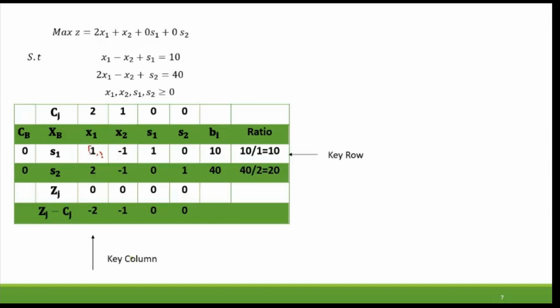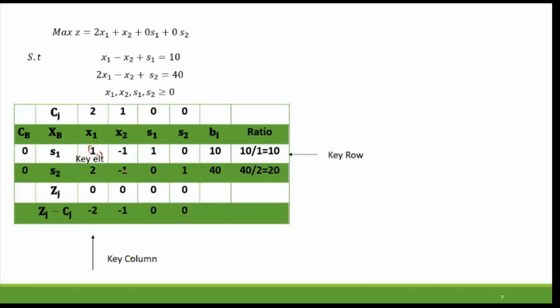सो नेक्स्ट स्टेप, once you get the key element, हमको क्या करना होता है, key element को 1 करना होता है, but यहाँ पे already equal to 1 है. Once you get the key element, we have to make the key element 1 in the next step. लेकिन यहाँ पे already key element is equal to 1, तो हमें कुछ भी करने की जरूरत नहीं है.